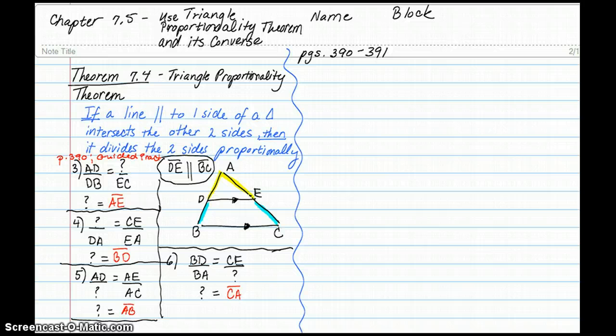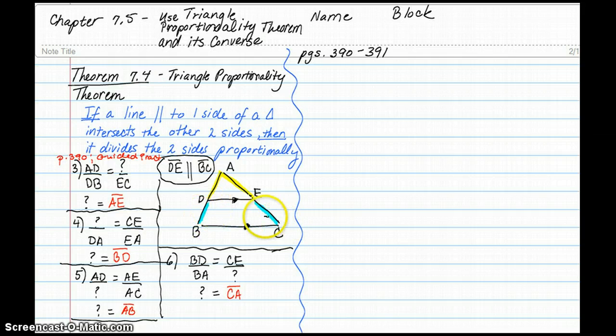Okay, for number 5, you're given AD, which is the yellow. You don't know what the other proportion is. Then you go over to the other side. AE is also the yellow. And then AC is the whole segment length. So AB would be your unknown proportional segment.